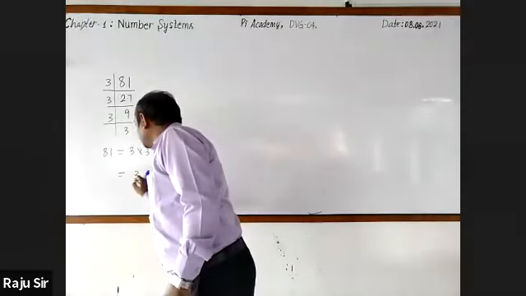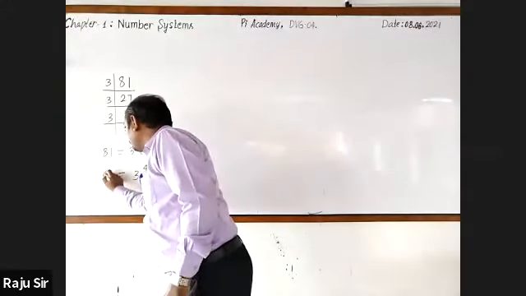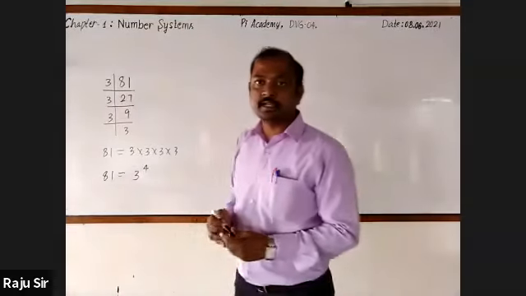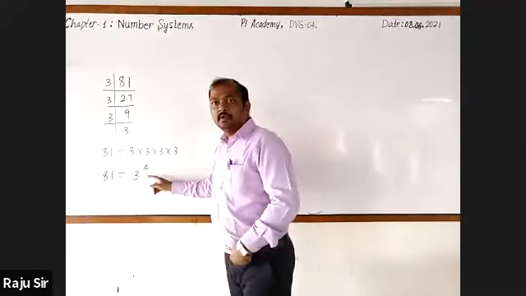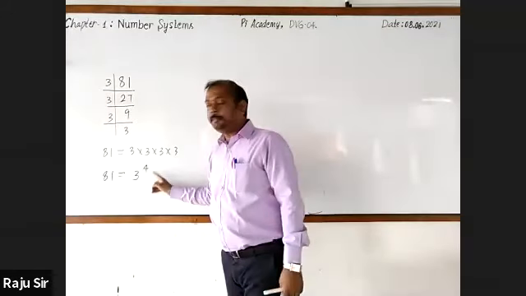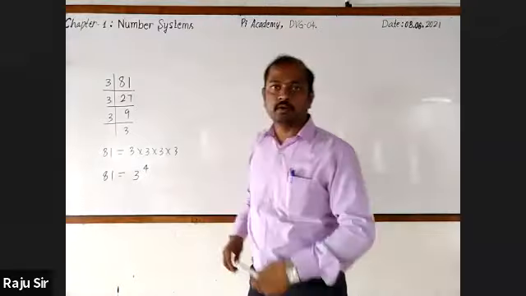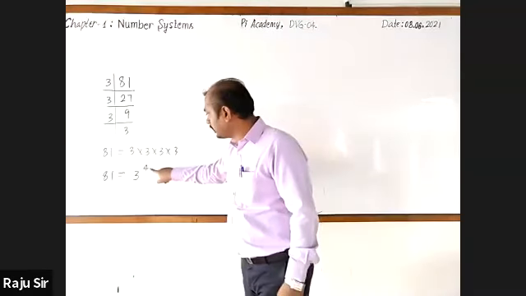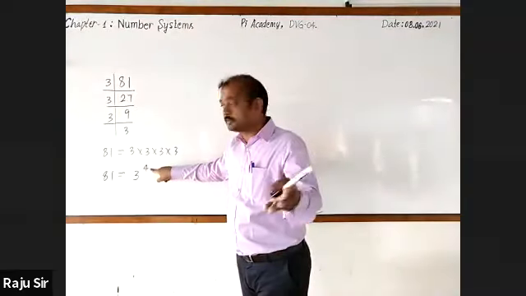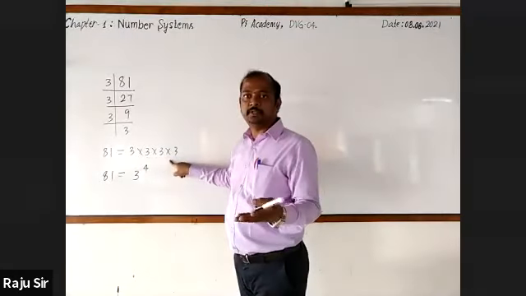Now 81 can be written as 3 into 3 into 3 into 3. Observe, a total of 4 times 3 is there. I can write it as 3 raised to the power 4. 81 is expressed as a repeated factor like this: 3 raised to the power 4. And here 4 represents the number of times the factor is repeated.